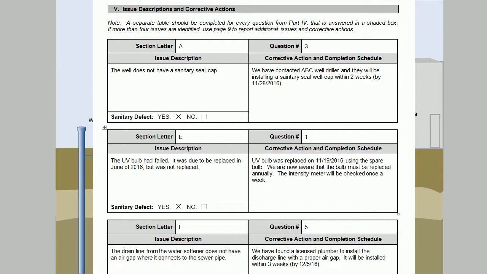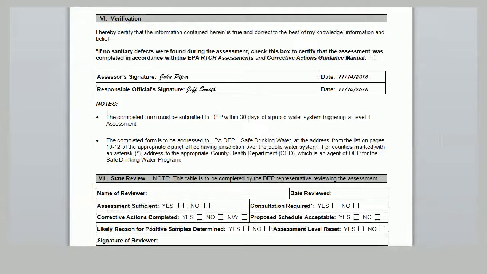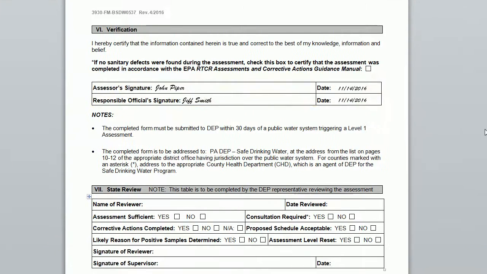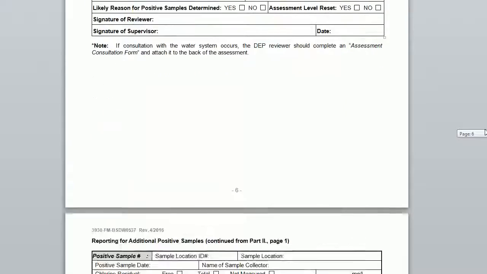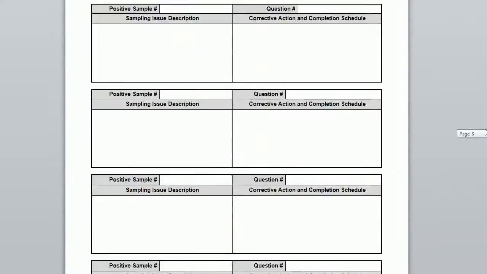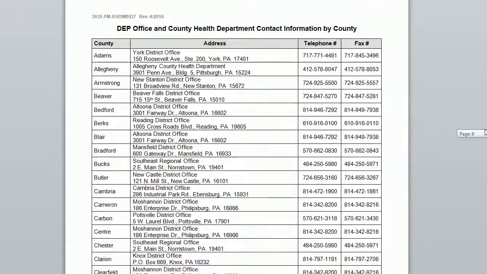Once you have identified all the gray box issues and determined any necessary corrective actions and time frames, it is time to sign the form and submit it to DEP. If you flip to Section 6, Verification, you'll see that you must sign the form along with a responsible official. This may be the same person if you are the assessor and the owner of the facility. Once the assessment and form are complete, you need to submit the form to the appropriate DEP district office with jurisdiction over your public water system. The address list can be found on pages 10 to 12 of the assessment form.